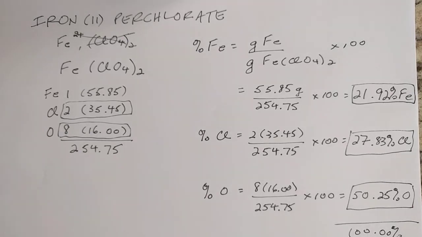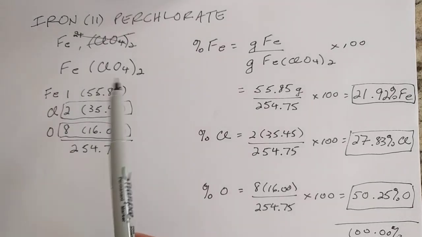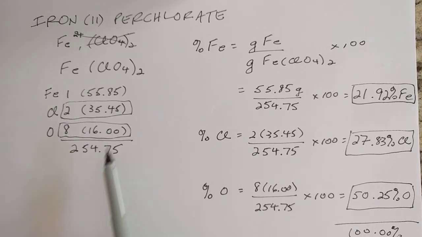All right, so that's it. So there's the process. Write the formula, do a molar mass calculation, and then do the percent for each element based on the molar mass calculation. All right, that's it.